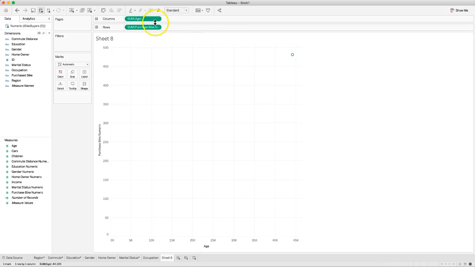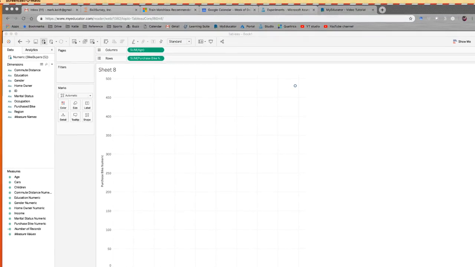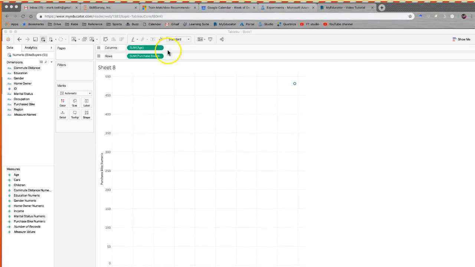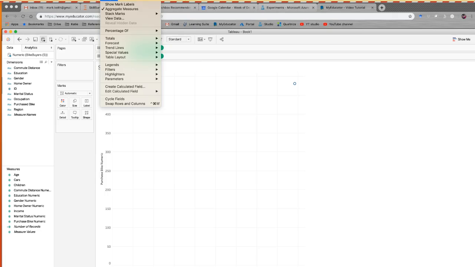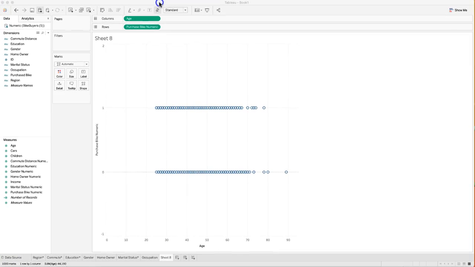This is not helpful. So what we need to do is either change this to an average, or better yet, let's disaggregate the data. So you can't see it, but I've got up here in my toolbar the analysis tab. Click on that and you'll see the aggregate. I better move this up so you can see it. Oh, I can't go that far, can I? Let's see what I can do. If I click analysis, now you can see it right here, aggregate measures. Deselect that. Let me pull this back down again.